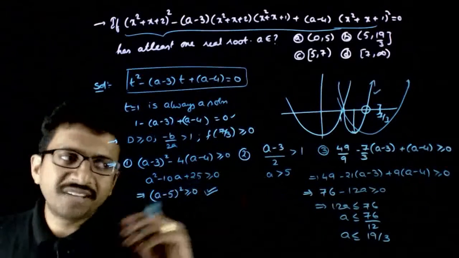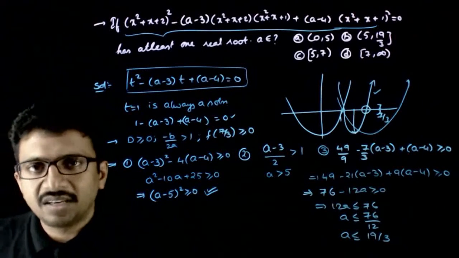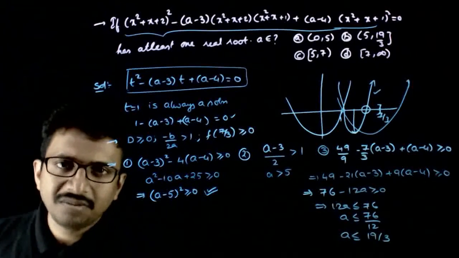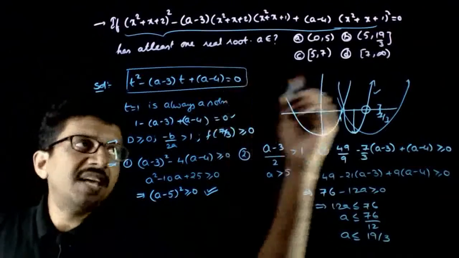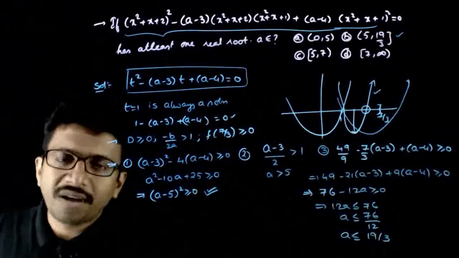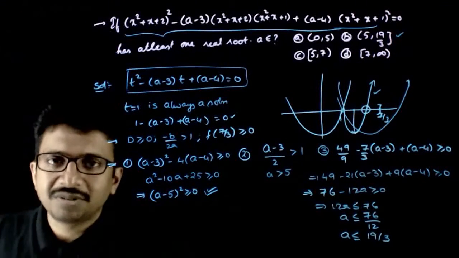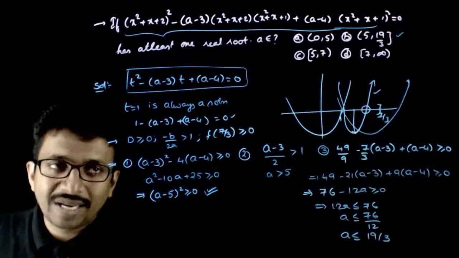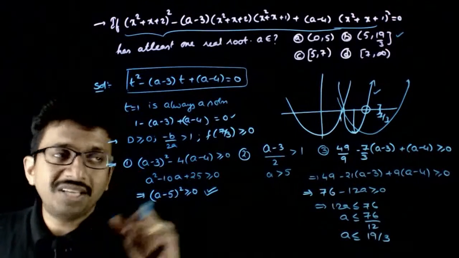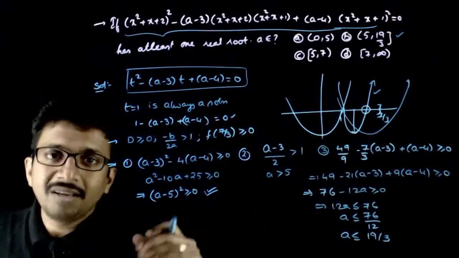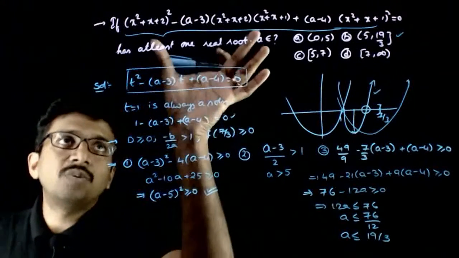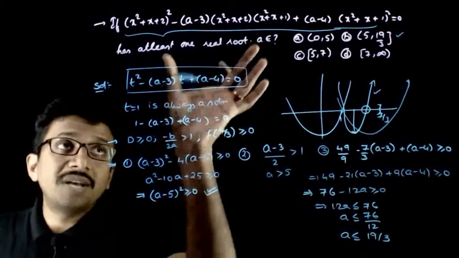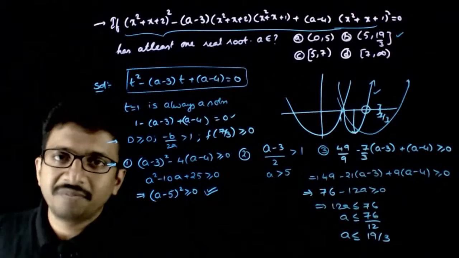So a has to be greater than 5 and a has to be less than or equal to 19 by 3. So the range in which a has to lie is open 5 to closed 19 by 3. That will be the value in which a has to lie, so that at least one of the solutions of t lies between 1 and 7 by 3, which further ensures that at least one root of this equation is real. Thank you.